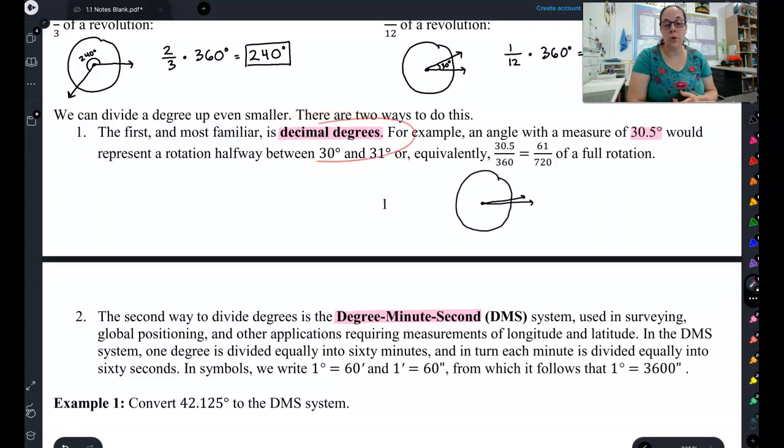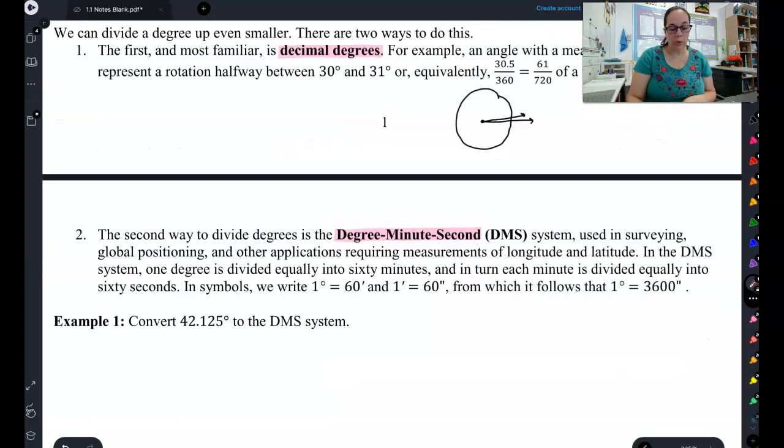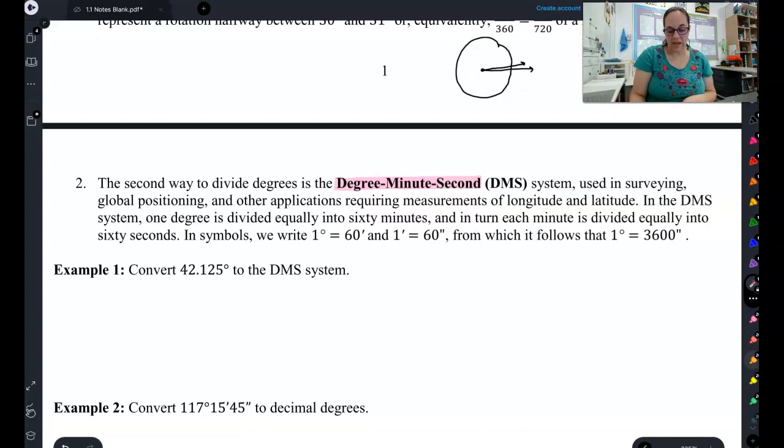We can either just put our degree as a decimal, 30.5, but that gets really hard for instruments to measure in real life. It might be really difficult to measure 0.001 degrees. So another way we do this is the degree minute second system, where we break it up. And we say that 1 degree is 60 minutes, and 1 minute is 60 seconds.